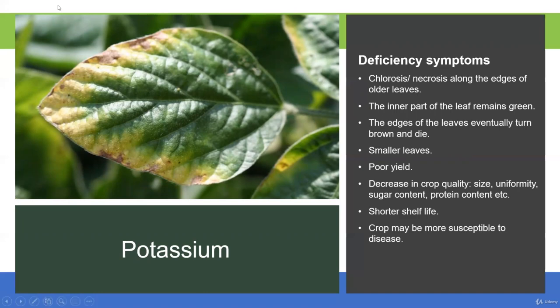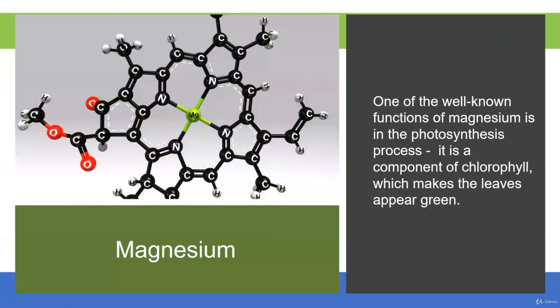Eventually, the edges of the leaves turn brown and die, necrosis. Leaves will be smaller, the yield will be poorer. Potassium deficiency will decrease the quality of the crop, the size, uniformity, sugar content, protein content, etc. The shelf life will usually be shorter, and the crop may be more susceptible to diseases.